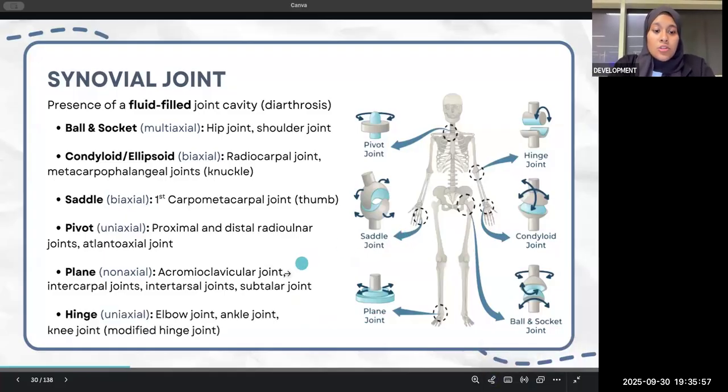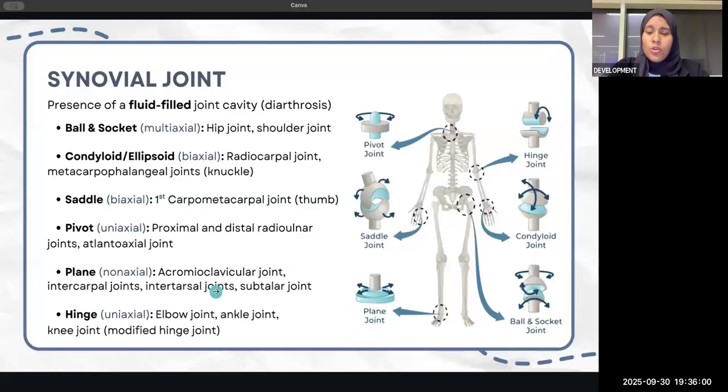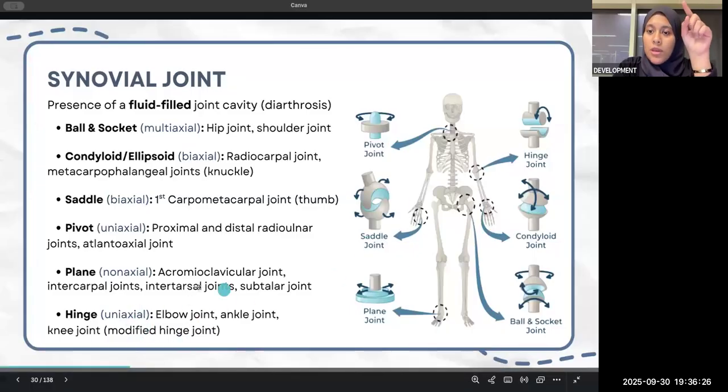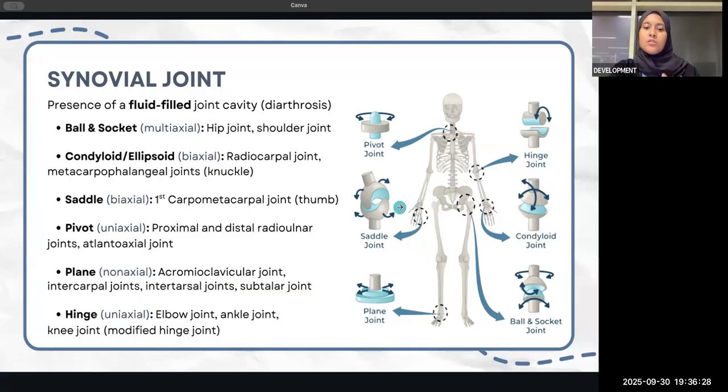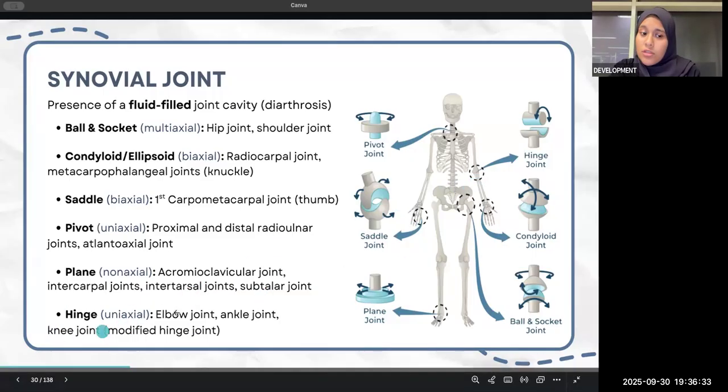And hinge is the easiest in my opinion. Uniaxial: just one direction, flexion and extension. Your elbow joint, your ankle joint, and your knee. Now, in our, I think it was an MCQ or OSPE, I'm not sure, they gave us a picture of a knee joint and asked what type of joint this is. There were two options: hinge joint and modified hinge joint. If you get an MCQ and it tells you to pick one of those, you pick modified hinge joint because that was the correct answer apparently. If that comes in your OSPE, you write modified hinge joint for the knee joint. For the rest, just write hinge.